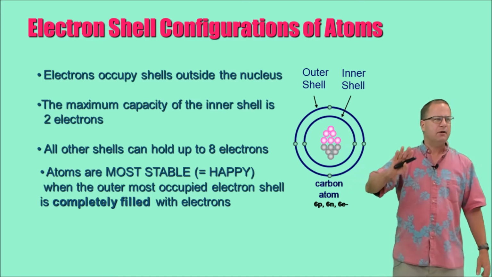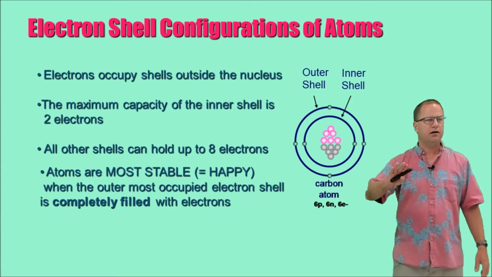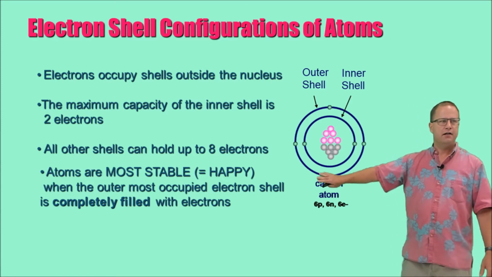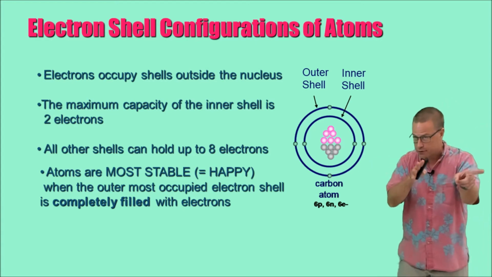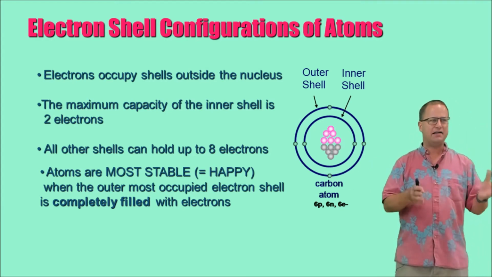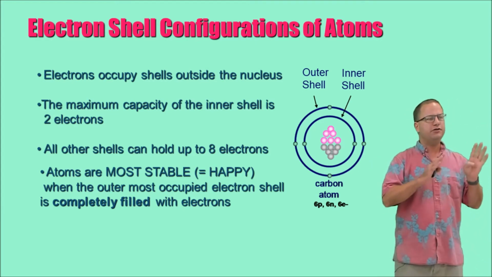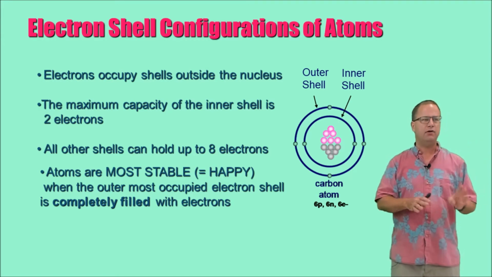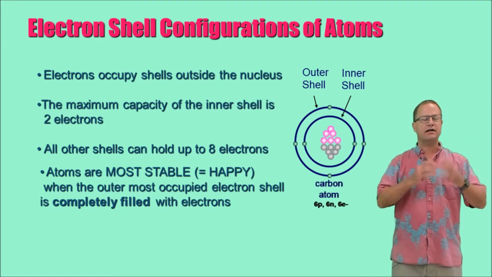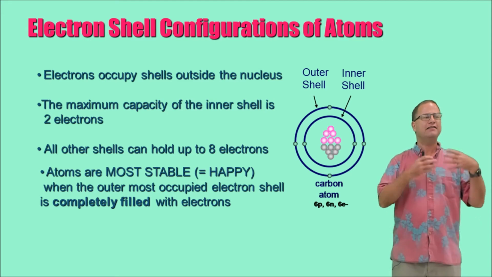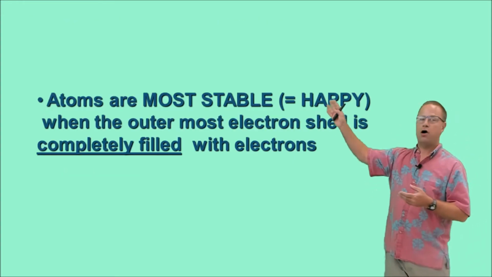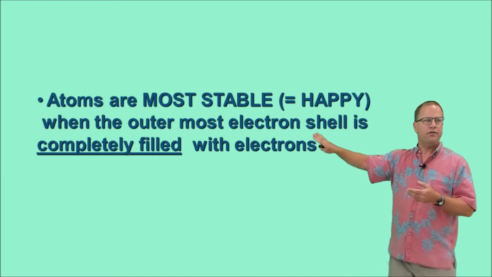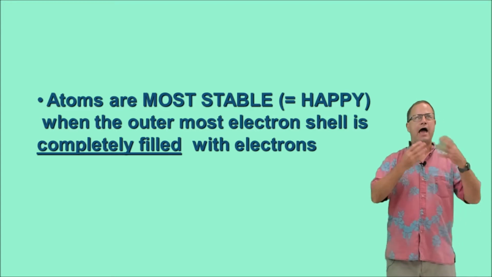So the maximum capacity of the shells differs depending on which shell it is. The first shell has a capacity of 2. All other shells that we're concerned with, we're going to say have a capacity of 8. Okay, so what you need to know is that atoms are most stable and most happy when their outer electron shell, their valence shell, is full. Again, this is a very important statement. Atoms are most happy or stable when their outermost electron shell is completely filled with electrons. Atoms want to be happy.